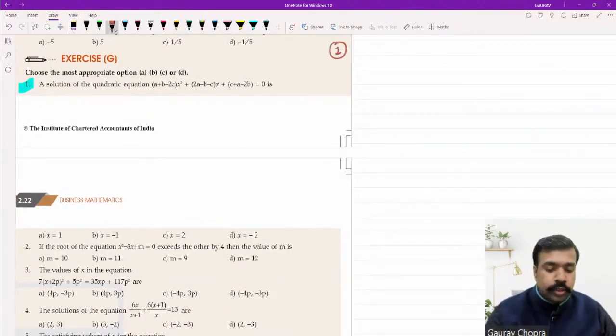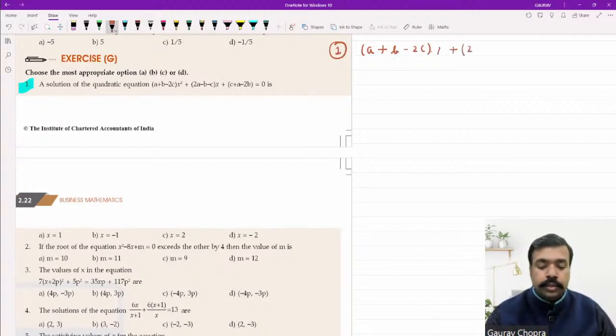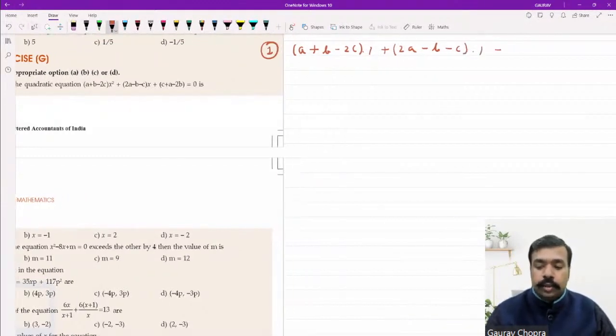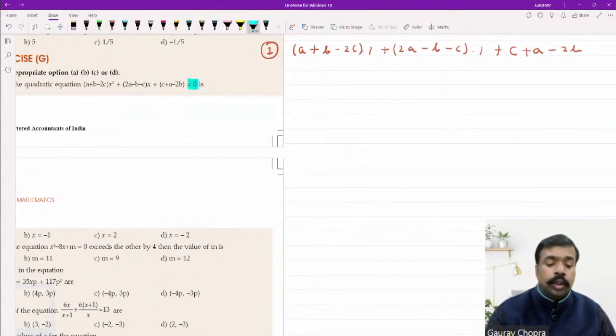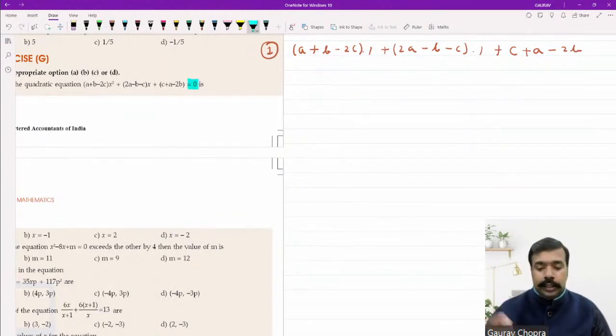So if we start with the first option, that is 1. So a plus b minus 2c, and we are multiplying with 1, plus 2a minus b minus c, and then into 1. And also we are having plus c plus a minus 2b. Now we have to check whether this is coming equal to 0 or not. If this is equal to 0, this will be the correct answer. If not 0, then check the next one.